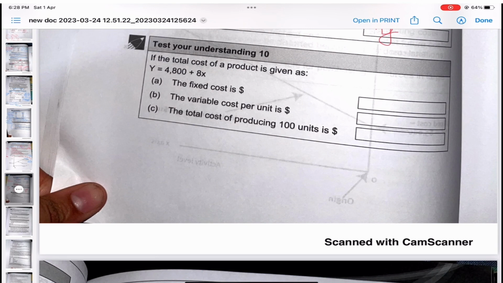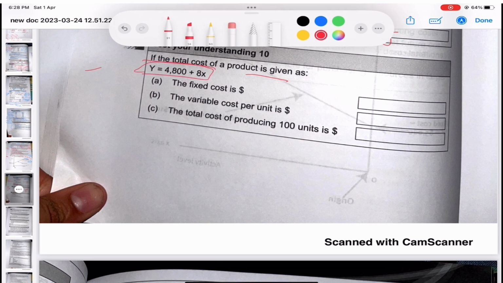Again, everything is given. Y is equal to a plus bx. The fixed cost is 4800. The variable cost per unit is 8. The total cost for producing 100 units: substitute the value of 100 in x, and you'll get the answer.